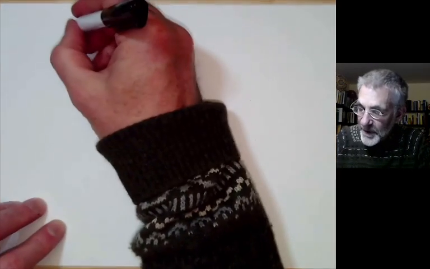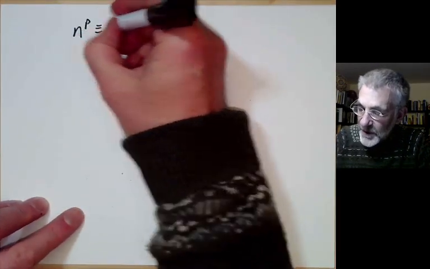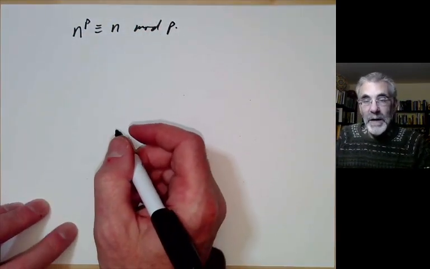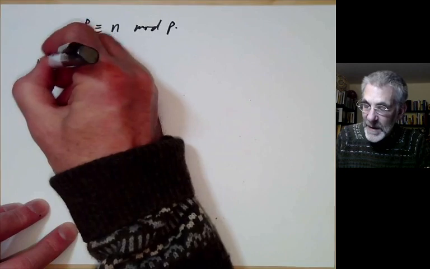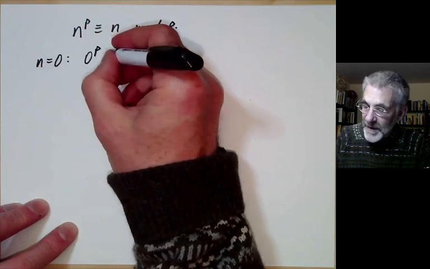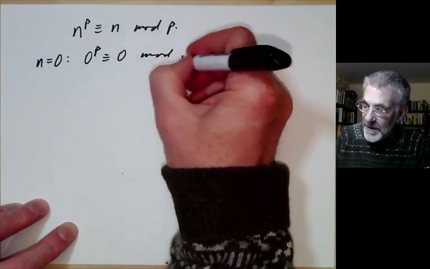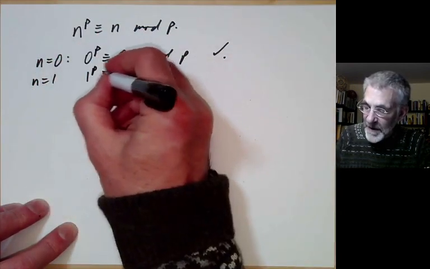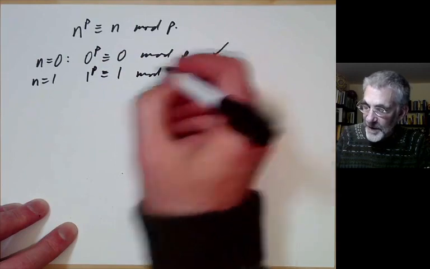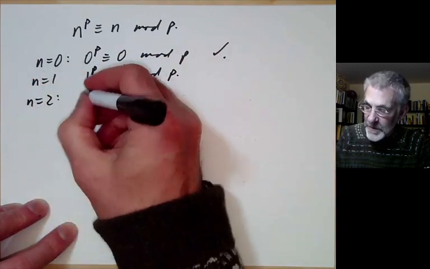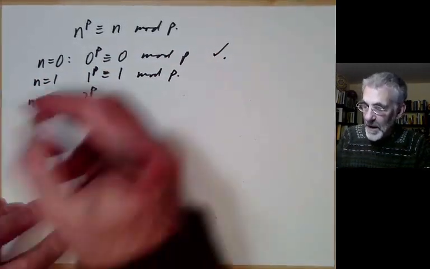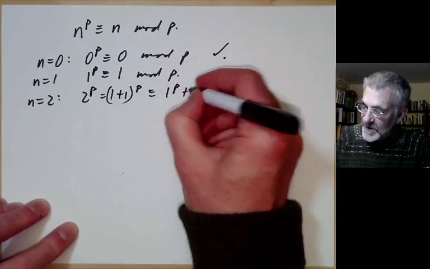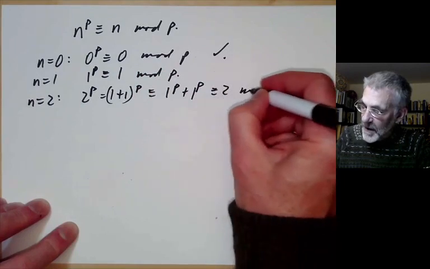So we want to show that n to the p is congruent to n modulo p. And let's just check this. Let's try n equals 0. Well, 0 to the p is obviously congruent to 0 mod p. So that works. What about n equals 1? Well, again, it's trivial. 1 to the p is obviously congruent to 1 modulo p. What about n equals 2? 2 to the p is equal to (1 plus 1) to the p, which is congruent to 1 to the p plus 1 to the p, which is congruent to 2 modulo p.